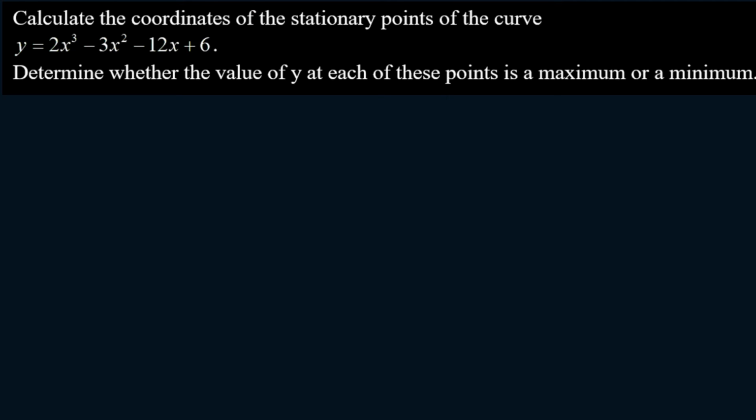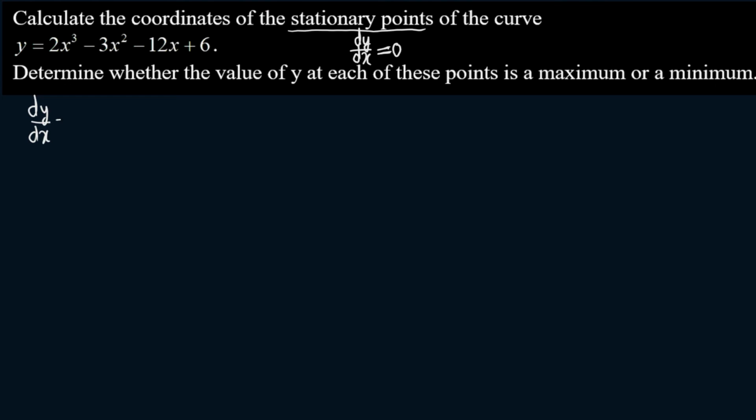Another question which we are going to explain: find the coordinates of the stationary point of the curve and determine whether the value of y at each of these points is a maximum or minimum. For doing that, for a stationary point we need to consider dy by dx equals 0. This is our main theory to do that question. So first let me differentiate to get dy by dx.